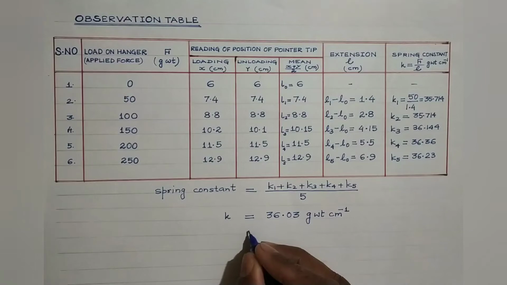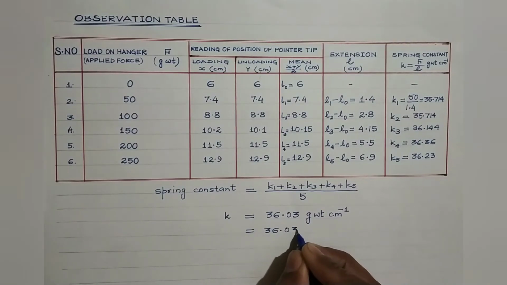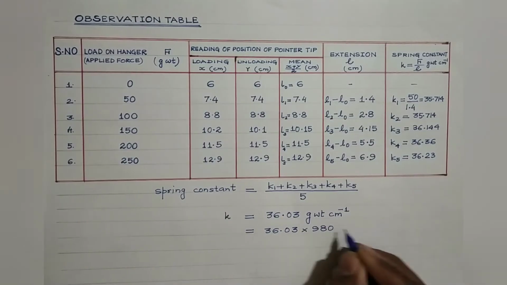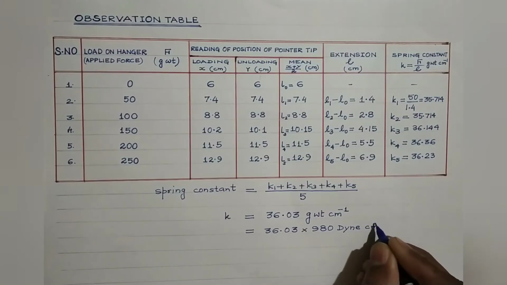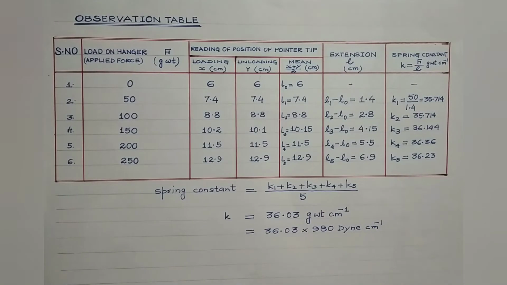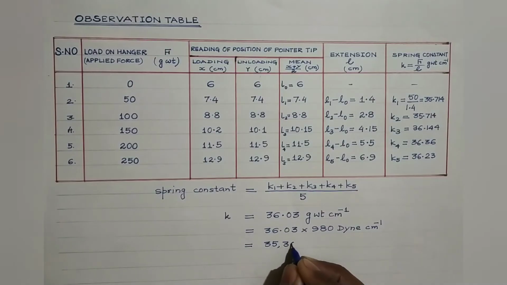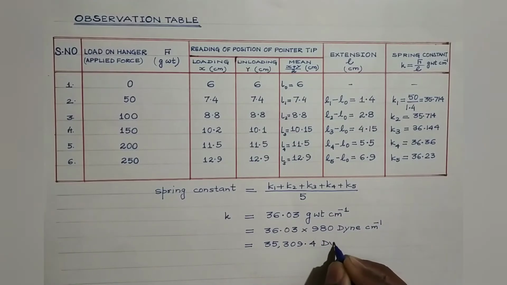Now we can also convert it into dyne per centimeter. For that, as I have stated, 1 gram weight is equal to 980 dynes. So this will be in dyne per centimeter, right? This will come out to be about 35,309.4 dyne per centimeter.